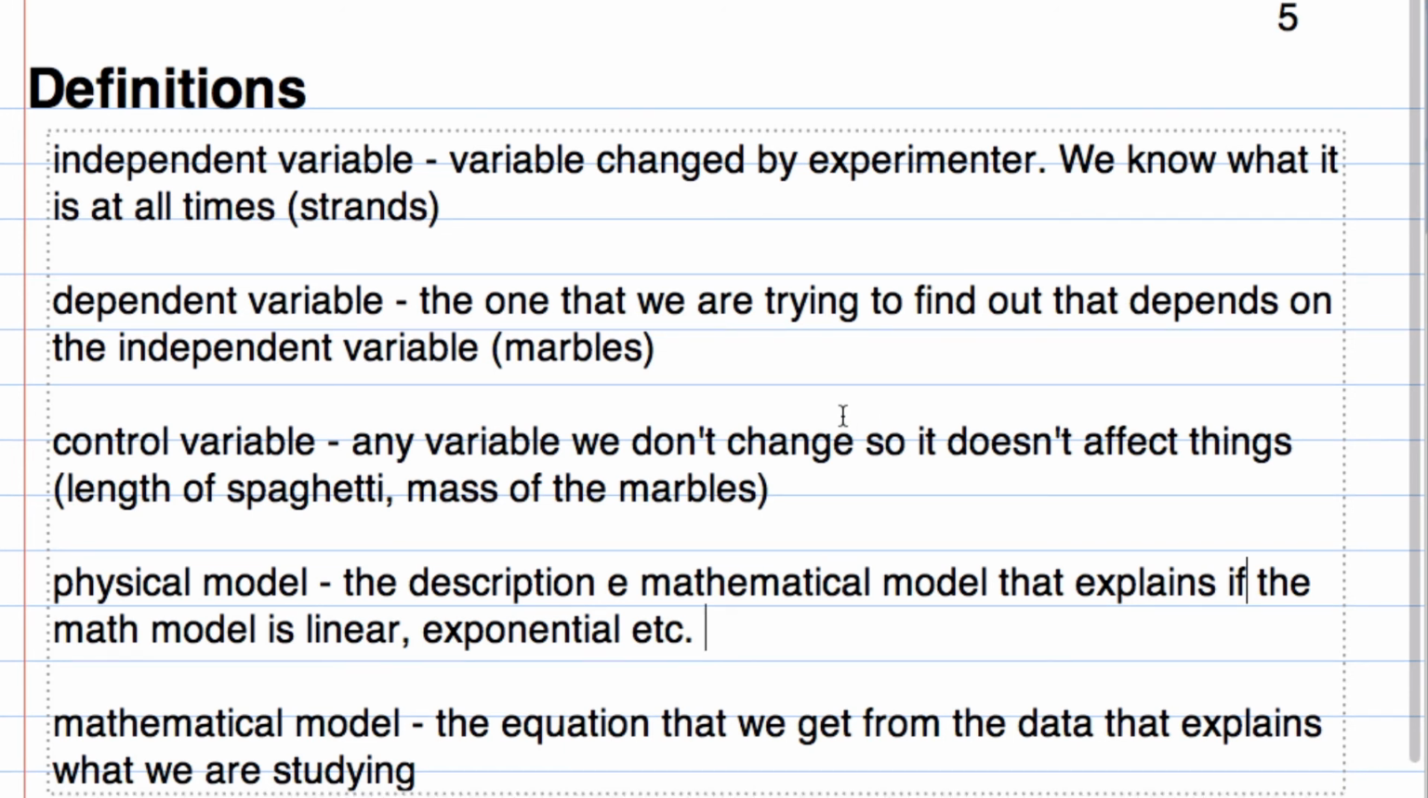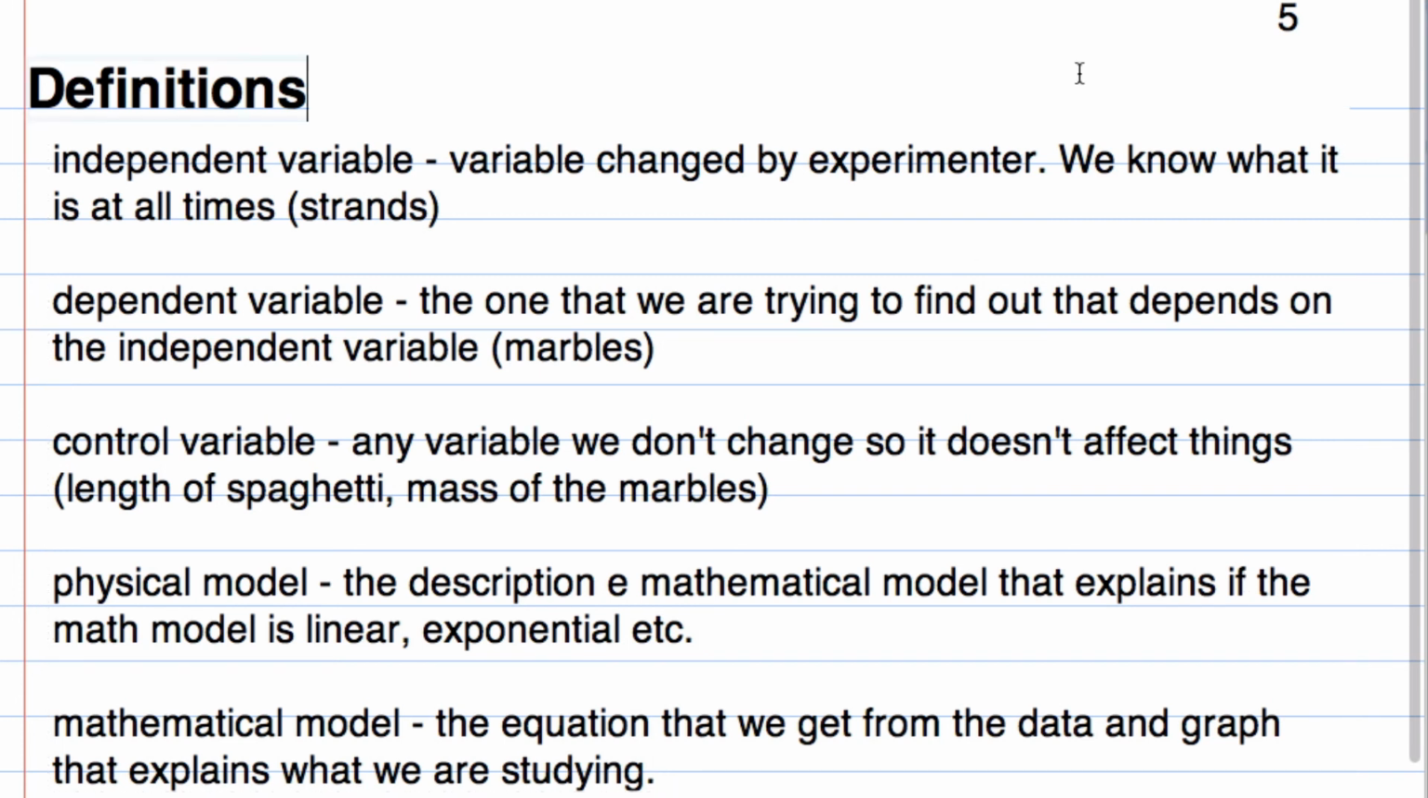And finally, we have the math model. That's the equation that we get from the data and the graph that explains what we're studying. It's the equation that lets us say, aha, this is what is going on. So that's a summary of what we've done so far. I hope this is helpful, and we'll be taking this up next week.